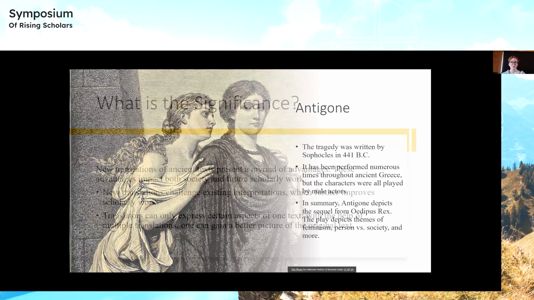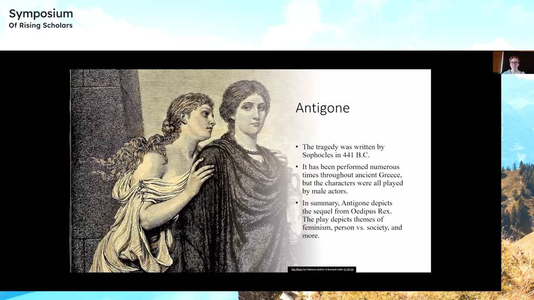So then I'm going to move on to my translation of Antigone. First, the tragedy was written by Sophocles in 441 BC. It has been performed numerous times throughout ancient Greece, but the characters were all played by male actors. In summary, in a brief overview, Antigone depicts the sequel from Oedipus Rex. The play depicts themes of feminism, person versus society, and more.